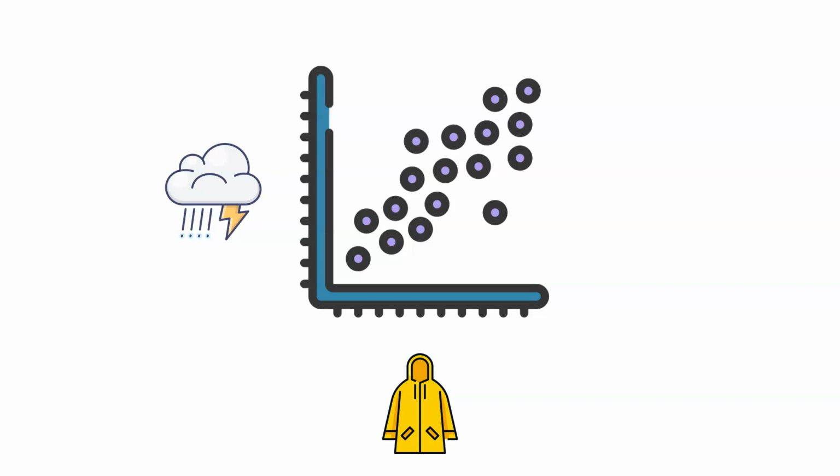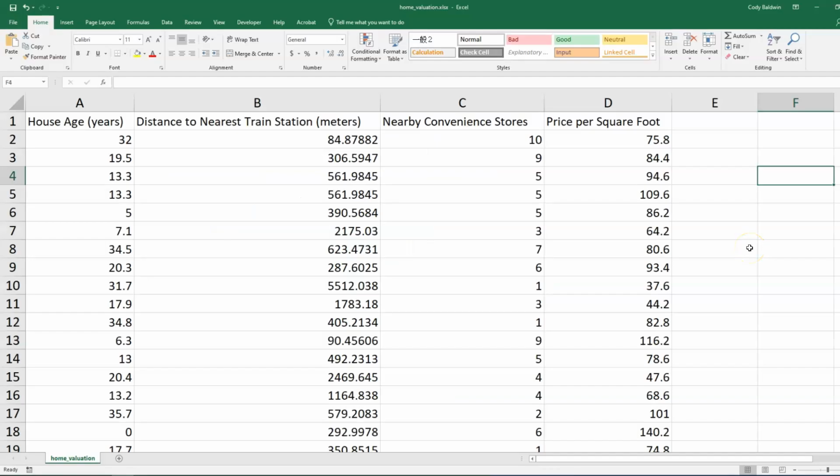Now let's jump over into Microsoft Excel and try to do this. So in this data set, we're looking at the appraisal price of homes, and we have a few different variables to look at. One is the age of the house in years. Another is the distance to the nearest train station in meters. And also the number of convenience stores that are nearby the property. And then the last column or field looks at the price per square foot. So maybe we want to understand the relationship between these variables.